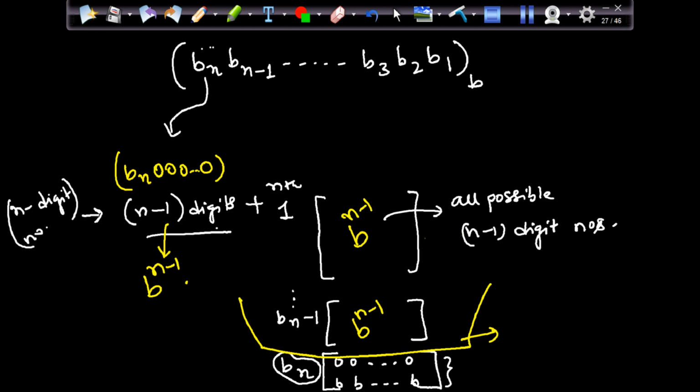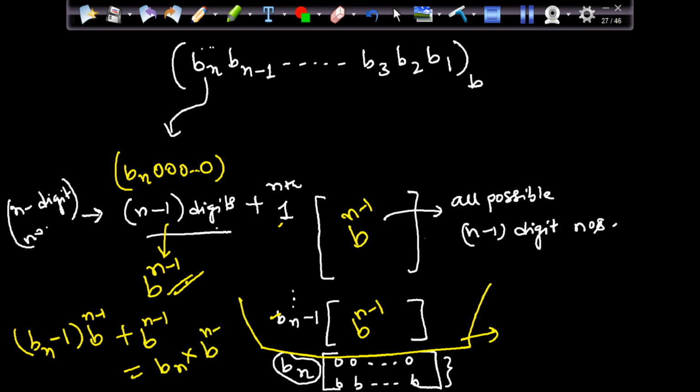It is equal to, from 1 to b_n-1, that is b_n-1 into b to the power n-1 plus b to the power n-1, which is equal to b_n into b to the power n-1, and this corresponds to b_n into b to the power n-1. To find the value of I, this b_n corresponds to the addition term, because b_n would be b_n into b to the power n-1.